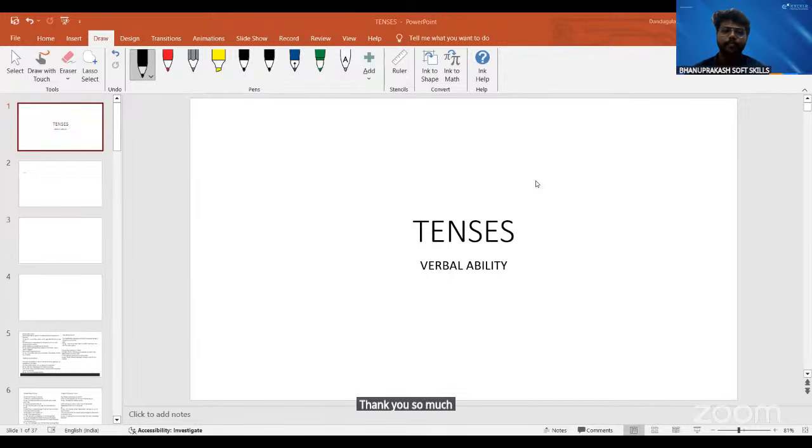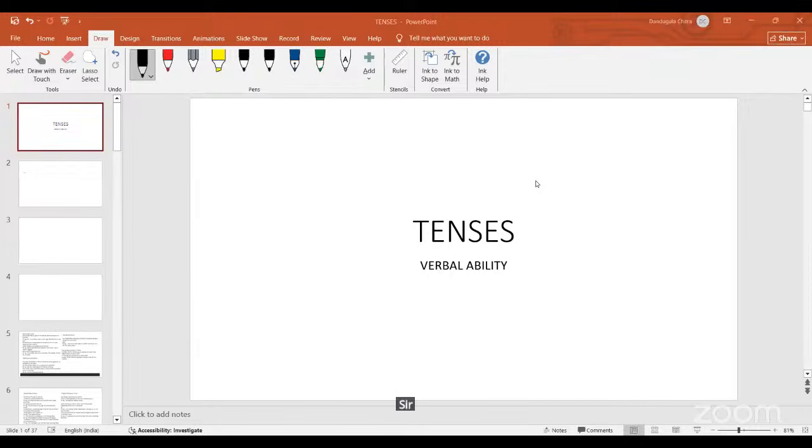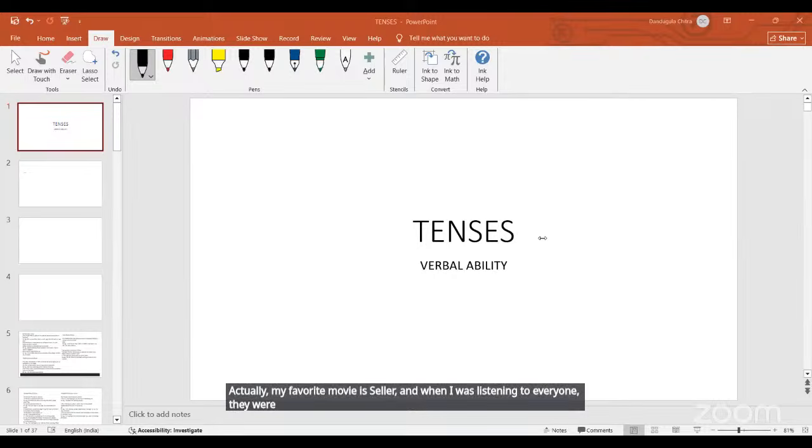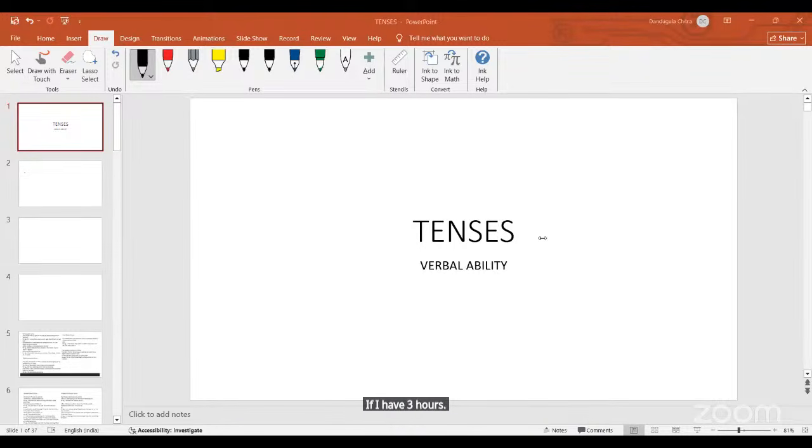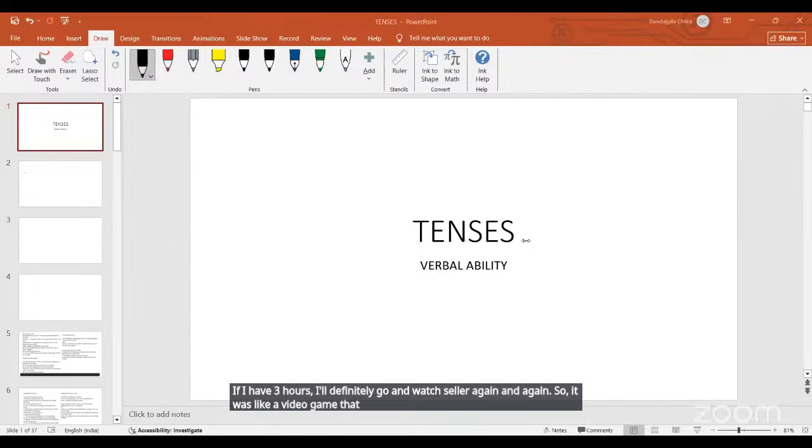Yes, next. Sir, can I say? Yes, Lahari. Actually, my favorite movie is Salaar. When I was listening to everyone, they were saying they were connected to the movie because of some kind of emotion or sentiment. But for me, Salaar is a high energetic movie that always keeps in my brain. If I have 3 hours, I'll definitely go and watch Salaar again and again. It was like a video game that gives thrills.